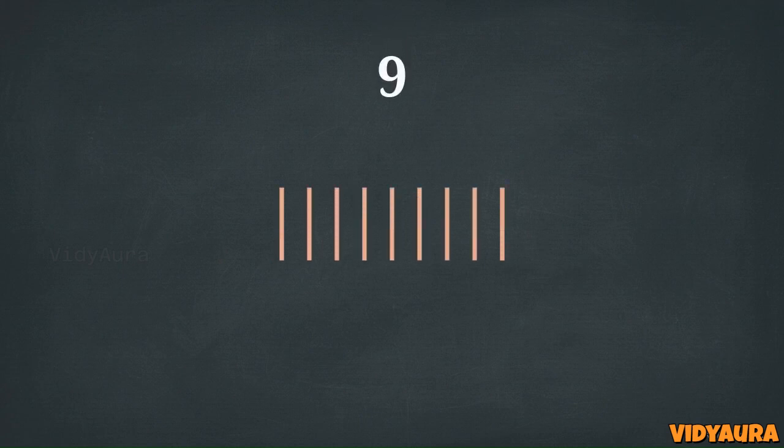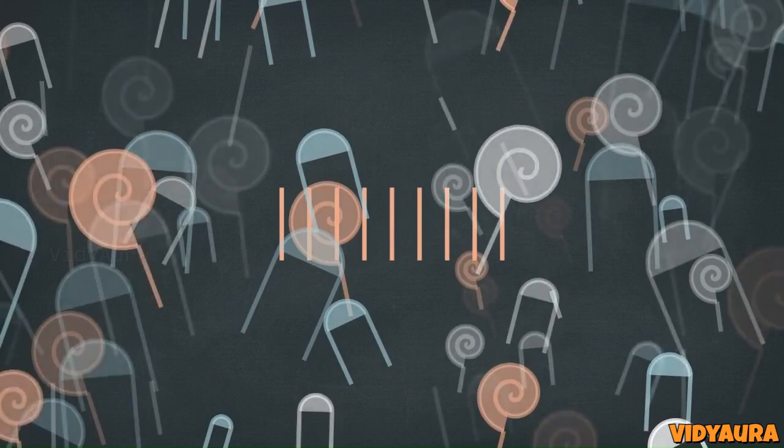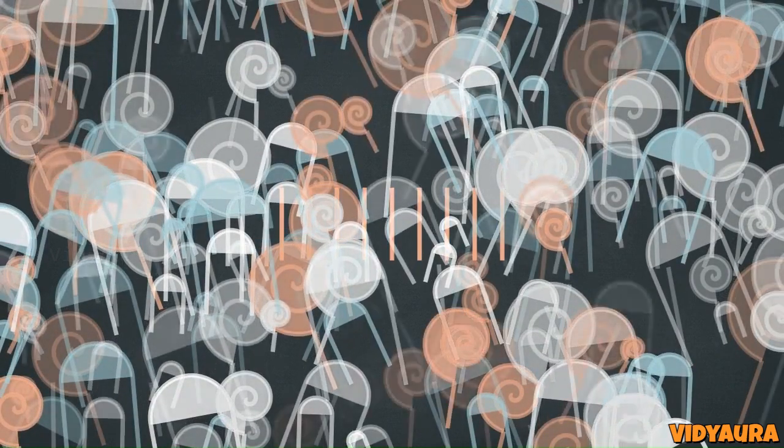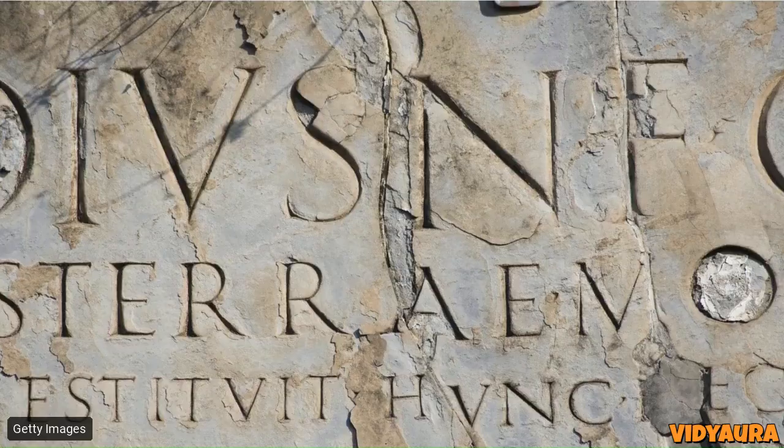But because this system relies purely on adding symbols together, writing the number 9 still requires you to draw 9 individual marks. When applied to large-scale arithmetic, the sheer volume of repeating symbols makes calculations slow and cluttered.